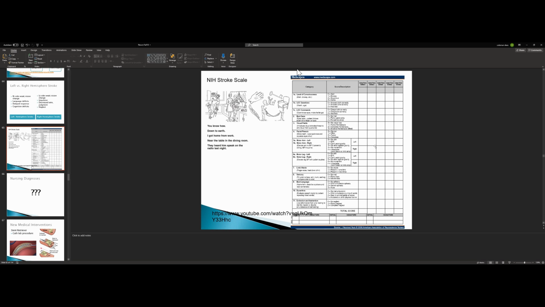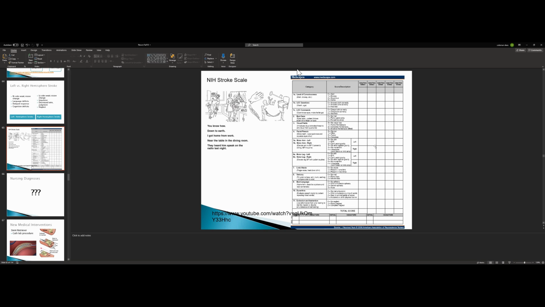You can see 5A through 6B looks at motor control of arms and legs, and this is typically where we say, hold your arm up, close your eyes, and we'll count to 10 and see if the arm drifts, if it falls to the bed, if they can even get it off the bed, and when their eyes are closed, if they can keep it positioned in space. Same thing goes for the legs.